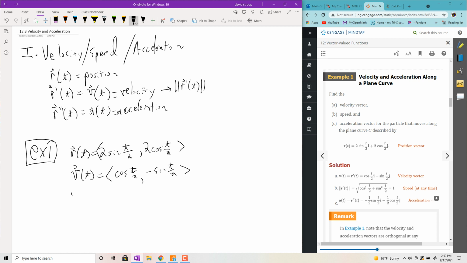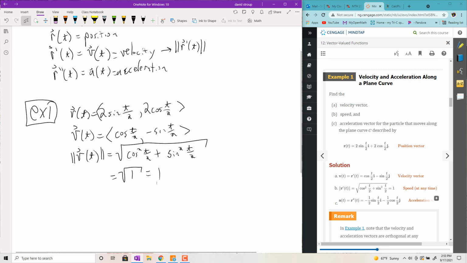Okay, let's get the speed while we're sitting here with the velocity vector right in front of us. So the speed is the square root of the components squared. So we have cosine squared of t over 2 plus negative sine squared of t over 2, which is just positive sine squared of t over 2. And then for the Pythagorean theorem, you can see that here, in this case, the speed is going to be a constant. It's going to be equal to 1. When that happens, your velocity vector and your acceleration vector will be orthogonal.